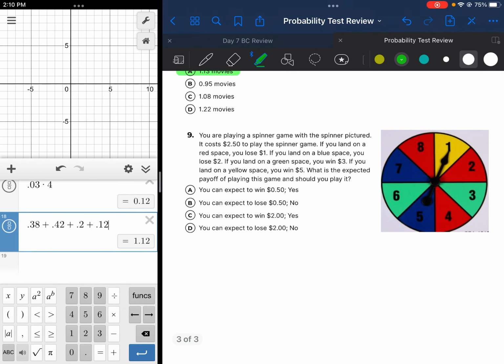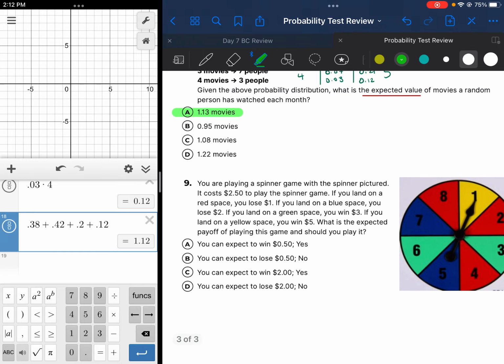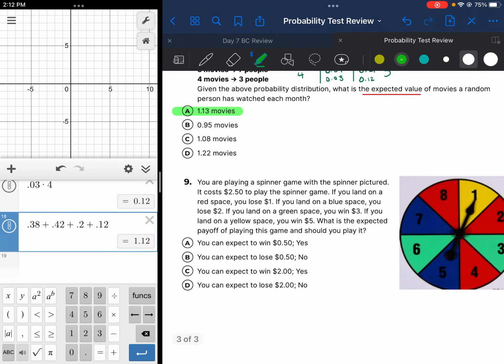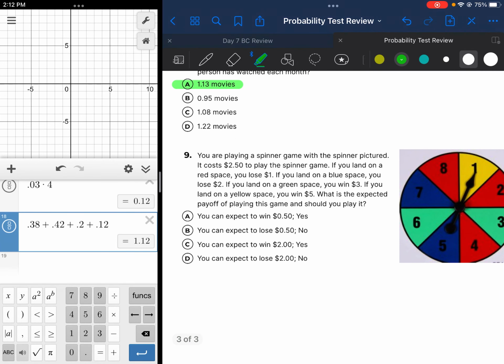Last problem, you are playing a spinner game with a spinner pictured. It costs $2.50 to play the spinner game. If you land on a red space, you lose $1. If you land on a blue space, you lose $2. If you land on a green space, you win $3. If you land on a yellow space, you win $5. What's the expected payoff of playing this game, and should you play it? So, expected payoff. Very similar to expected value, but here you're putting money in to play the game, okay? So we want to be aware of that fact when we calculate our values.